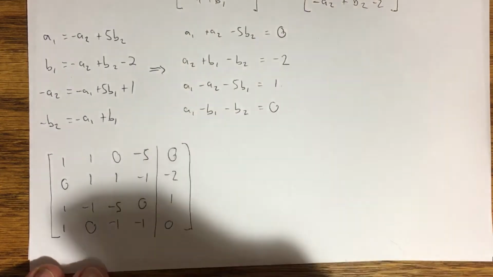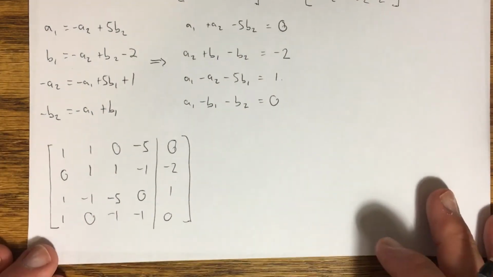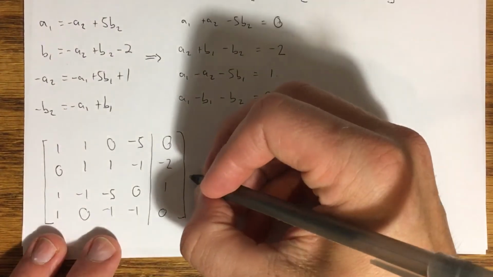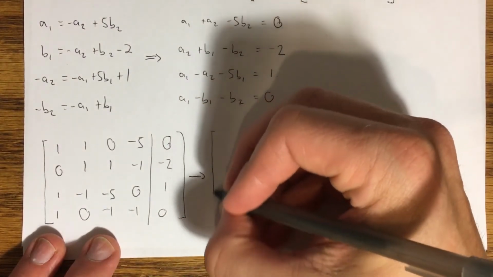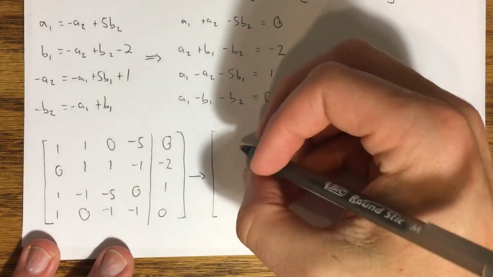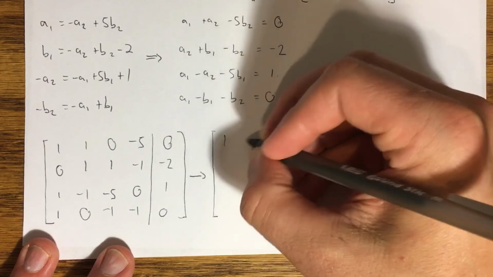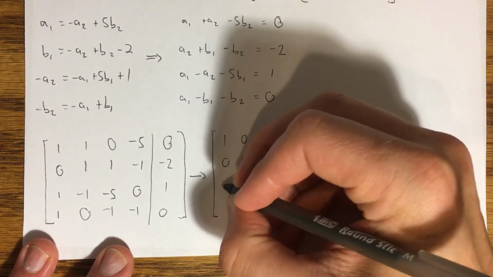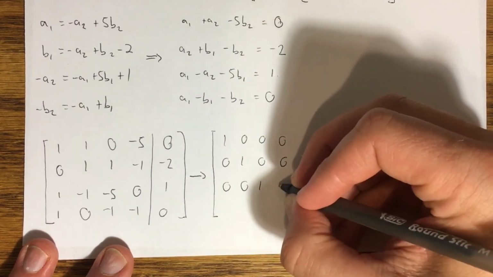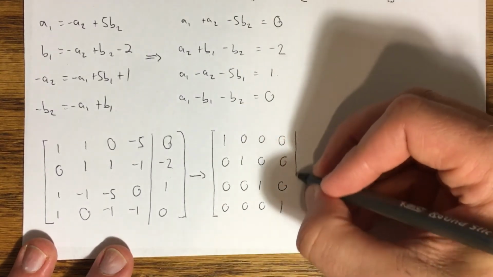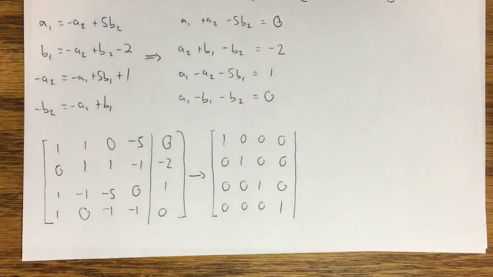Okay? To solve this, you're putting it in what's called reduced row echelon form, which is just something that would look like this. Use row operations. Again, if you haven't used Gauss-Jordan elimination, you don't need to use this technique. You can use substitution and elimination. You'll get the same results.